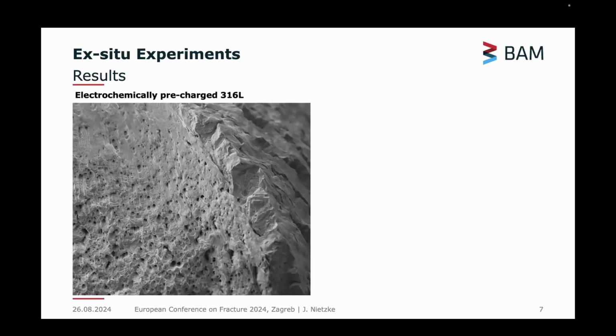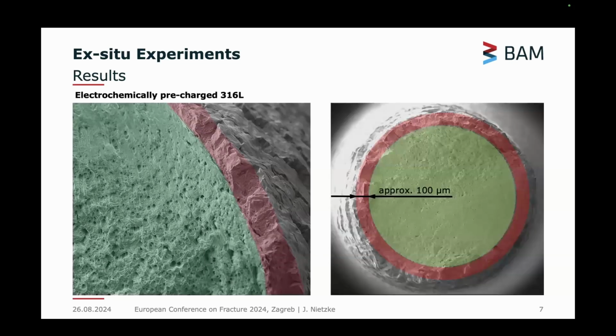Why is this the case? So here we see an electrochemically precharged specimen. We see in the middle, so there's only a part of the specimen. In the middle, we have a very ductile part where the material is not really affected. And on the outer wall, we see that it's a more brittle failure. So we have these two regions. Can also see this in an overview here. So this is more or less all over the specimen. We have a ring of approximately 100 microns, which are affected by hydrogen, and the middle is not, there's no visible effect of hydrogen.